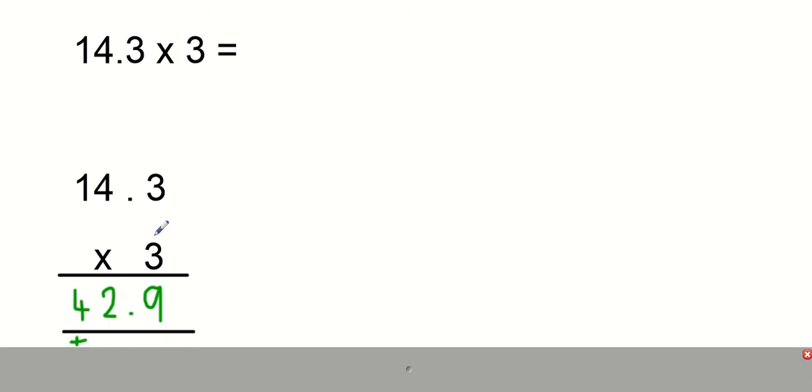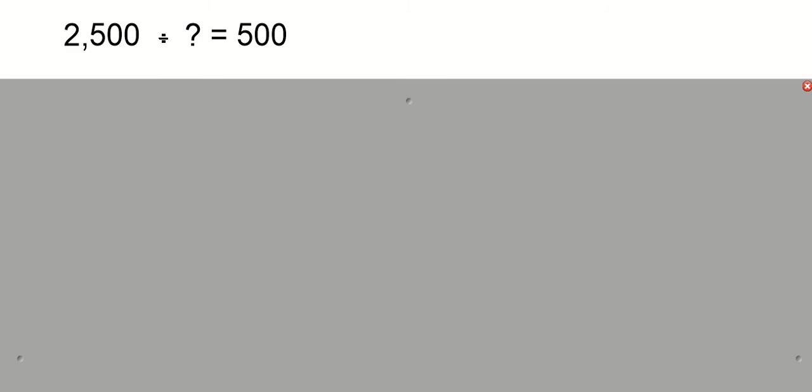So just to be clear, the first thing I did was multiply 3 by the 3, and then 3 by the 4, and then 3 by the 1. So long as I put my decimal point in and I line my numbers up correctly, you should get the right answer. Right, moving swiftly on.